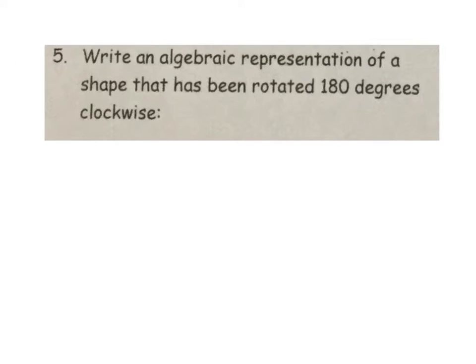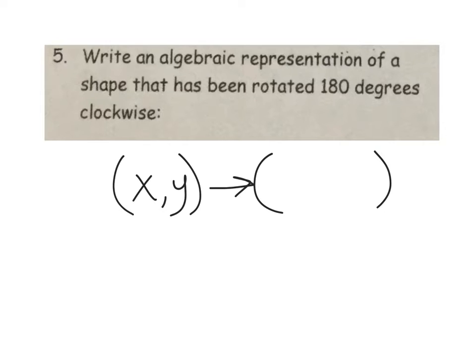All right, number 5, write an algebraic representation of a shape that has been rotated 180 degrees clockwise. So (x, y), and then you're going to find out what the next part of this representation is going to be. So 180 degrees clockwise.